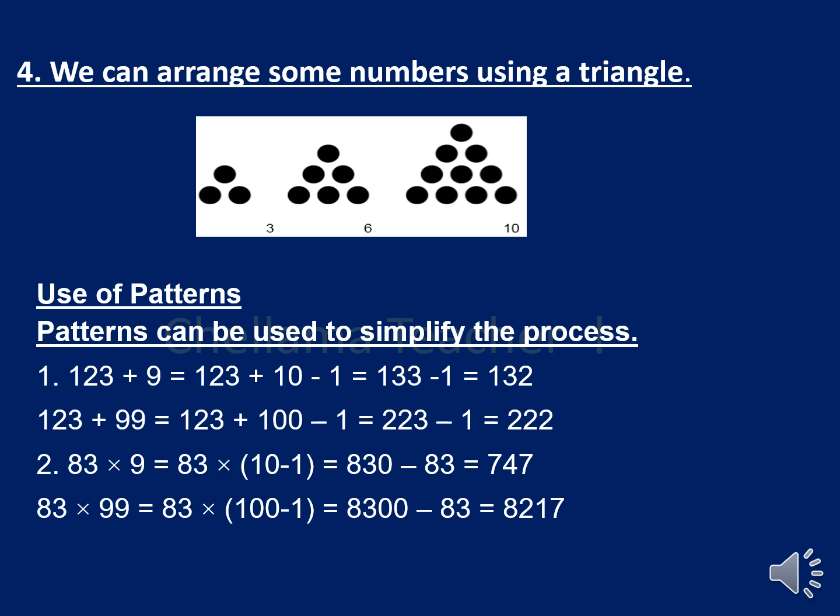Let's see another example. 83 into 9, which is equal to 83 into (10 minus 1). So 83 into 10 minus 83, according to the distributivity, is 830 minus 83, which is equal to 747. Let's consider 83 into 99. 83 into (100 minus 1) we can write by using distributivity. 8300 minus 83. So the answer is 8217.